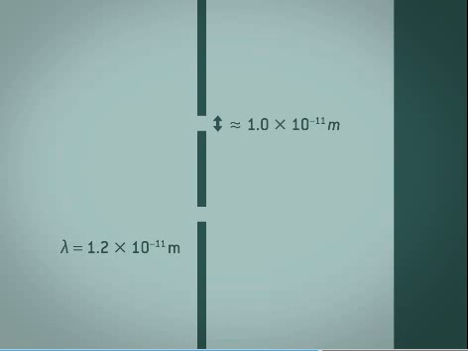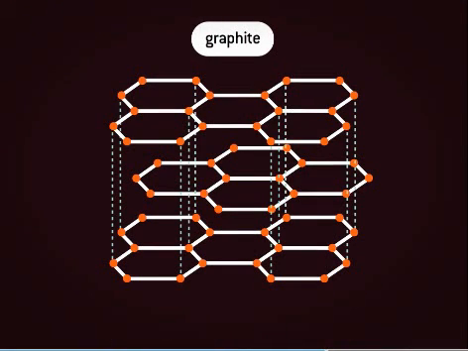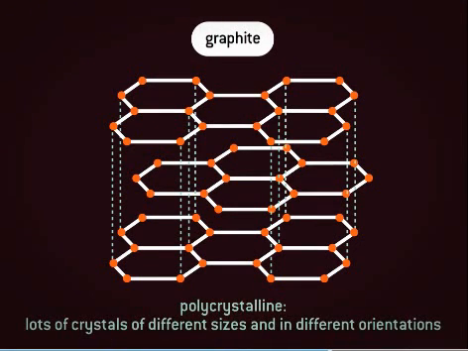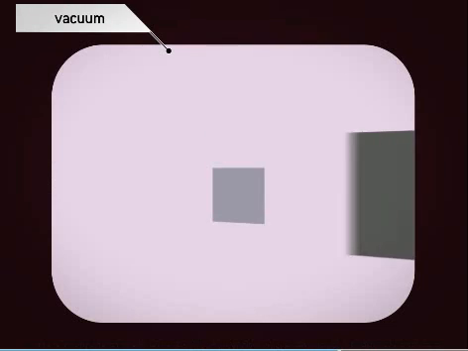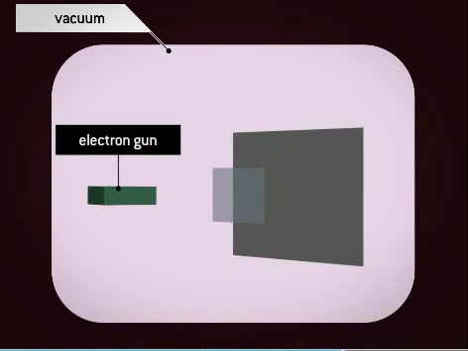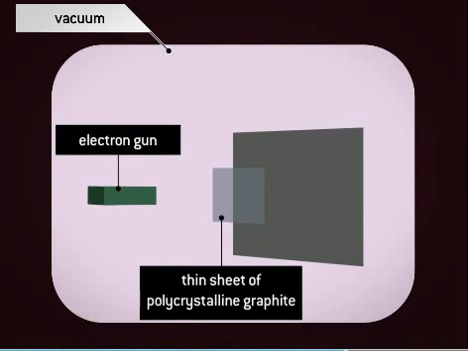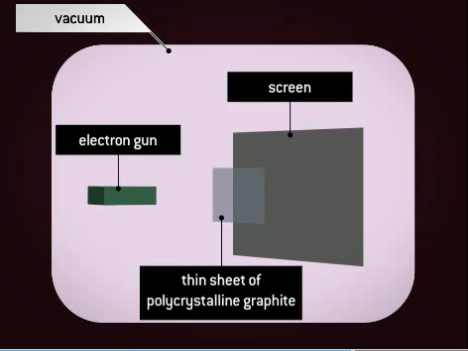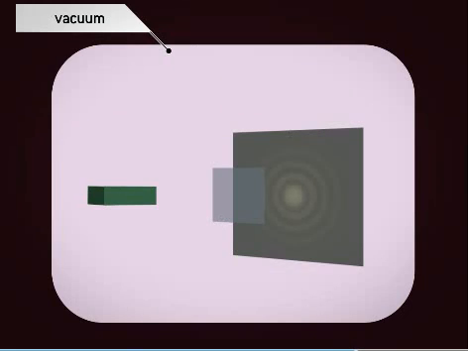Where can you find gaps this size? The answer is in the atomic spacing of crystals, such as the spacing between the carbon atoms in polycrystalline graphite. A diffraction pattern is formed when a beam of electrons is fired through a thin slice of polycrystalline graphite towards a fluorescent screen. The pattern is a ring instead of a series of bands because the crystal gives a whole set of gaps for the electrons to travel through rather than just two slits.